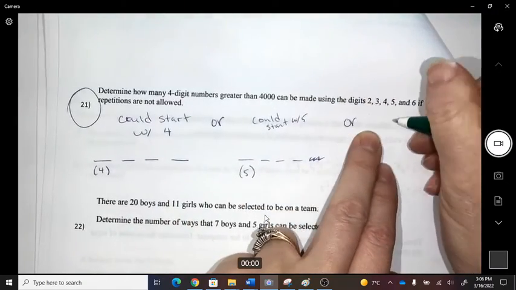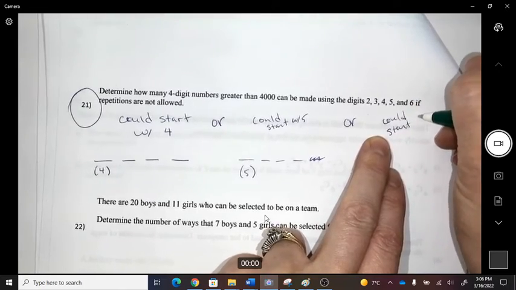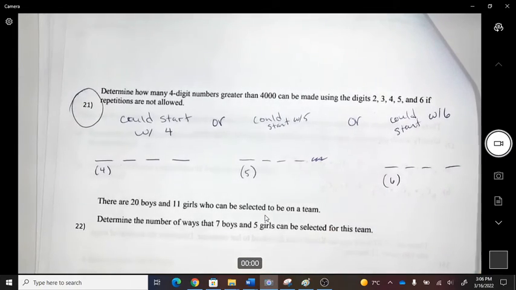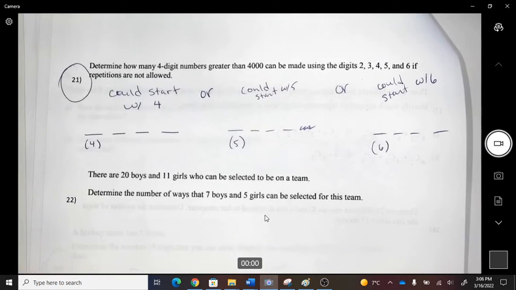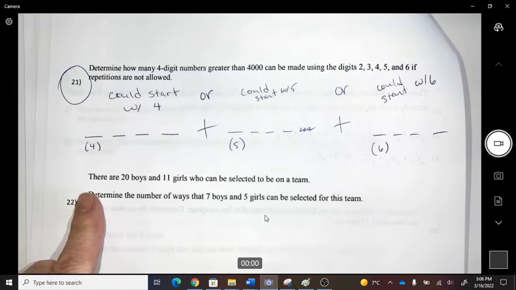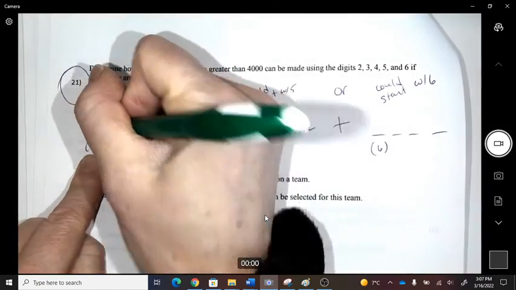Or you could start with a 6. Okay, now do we understand that we would add, right? Because I'm either a 4 at the start or a 5 at the start or a 6. Okay, how many choices do you have to put a 4? You only have 1.